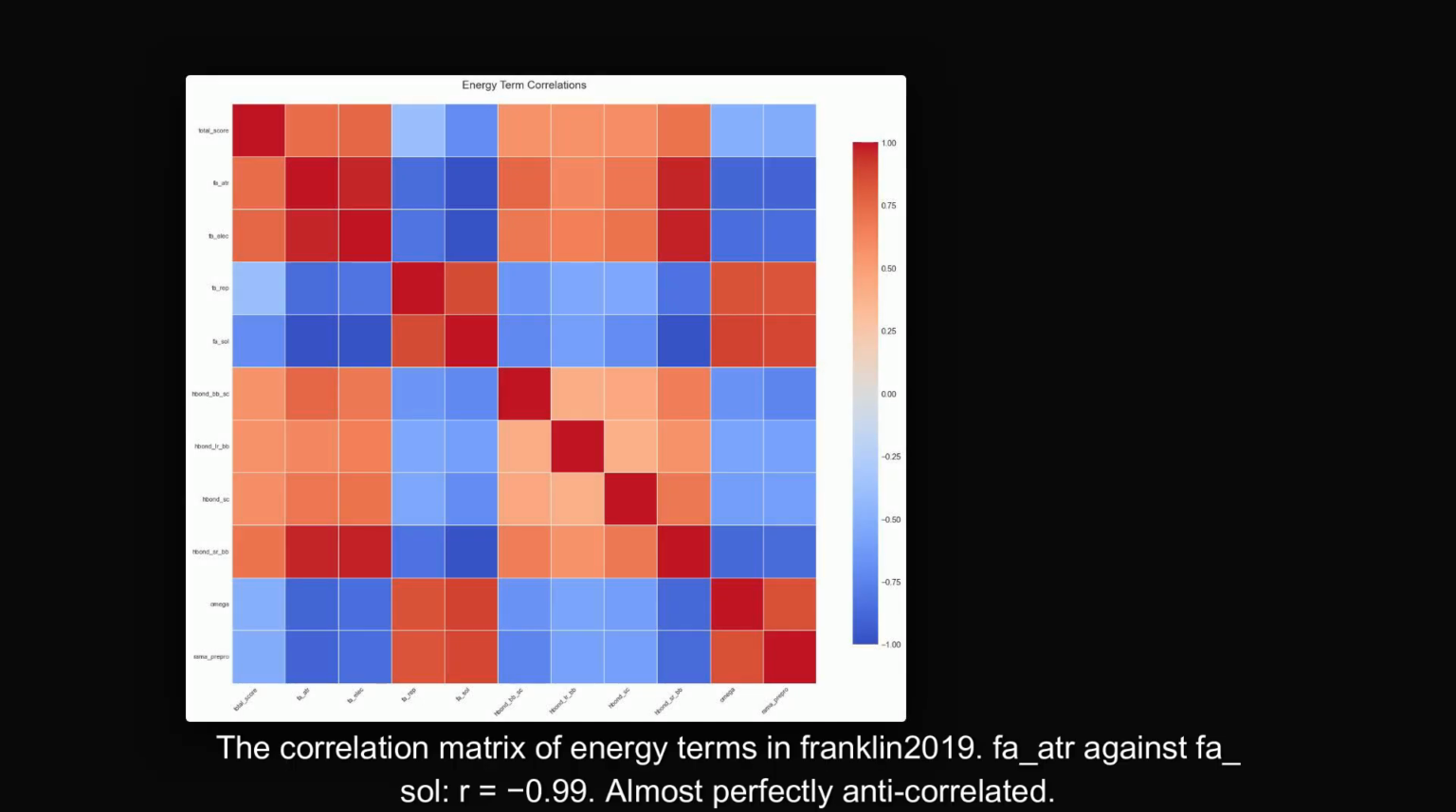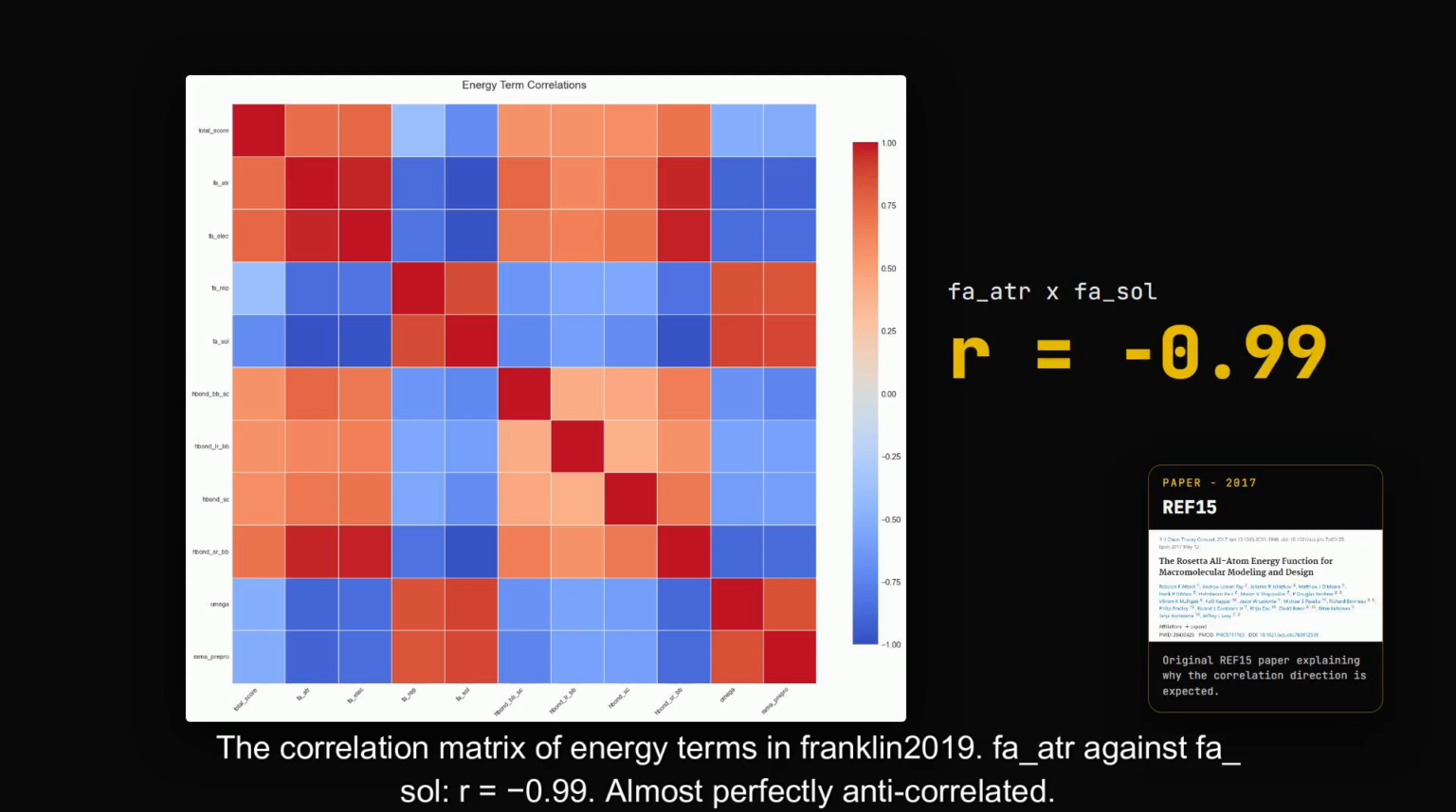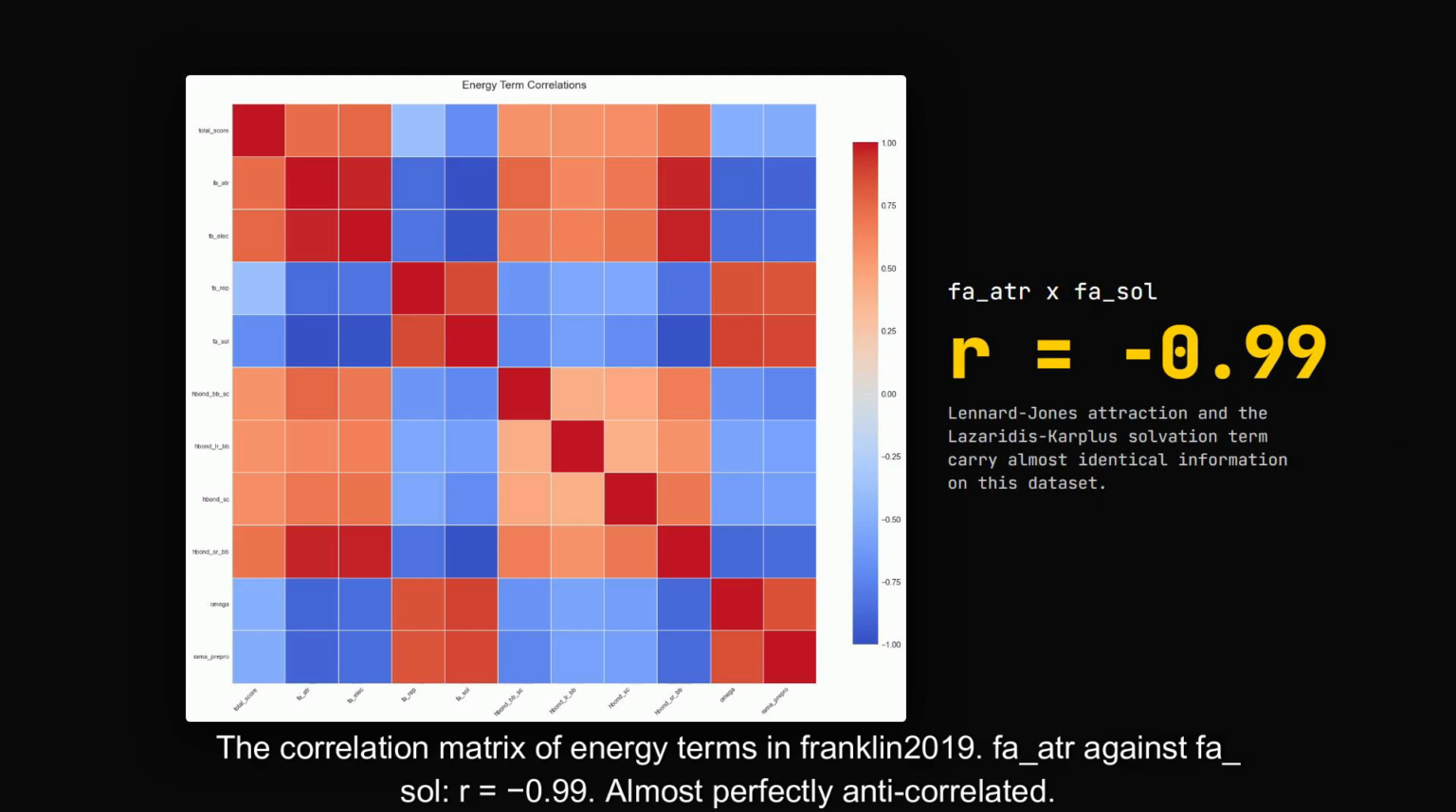Here's the correlation matrix of energy terms in Franklin 2019. Look at FA ATR against FA Sol. Lennard-Jones attractions against the Lazaridis-Karplus solvation term. The correlation is -0.99. They are almost perfectly anti-correlated.